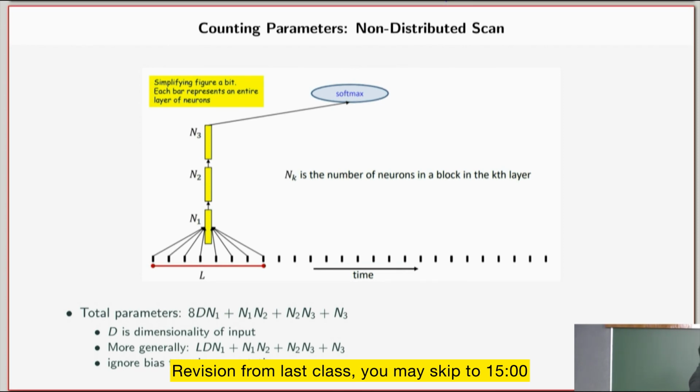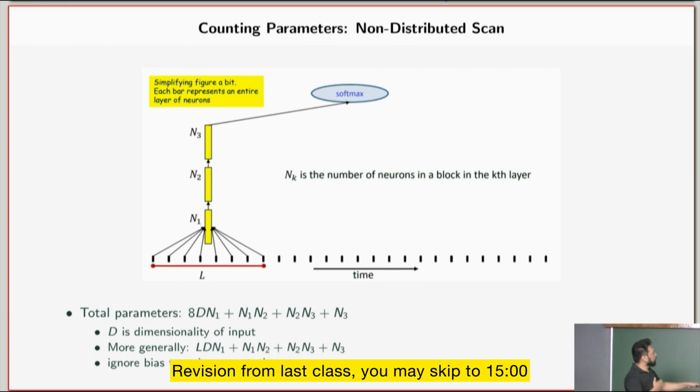So these are parameter counts. Basically, the number of neurons and the dimensionality of the input and so on, the number of neurons in the second layer and so on. You can count this, and what would be the total number of parameters? By parameter we mean the weights of the network.